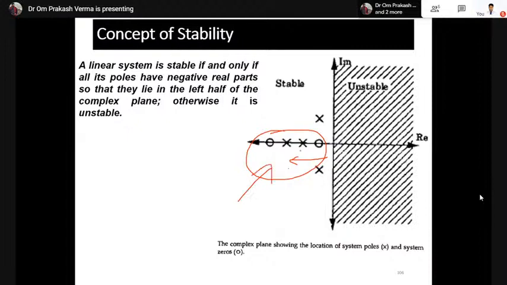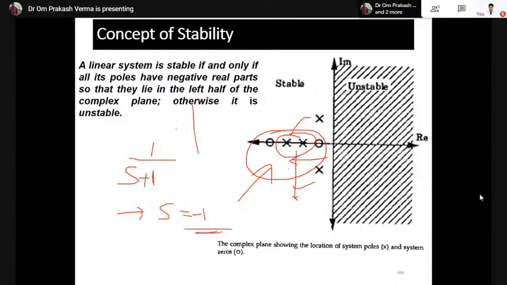Why is it so? What is the logic behind that? Why do I say that if the poles are lying in the left hand side, the system is stable? So let's say our transfer function is 1 upon s plus 1. Usually it is a closed loop system. Okay. So our pole is lying at s equals minus 1. When you take the Laplace inverse of this, it is e to the power minus t, and e to the power minus t looks like this.